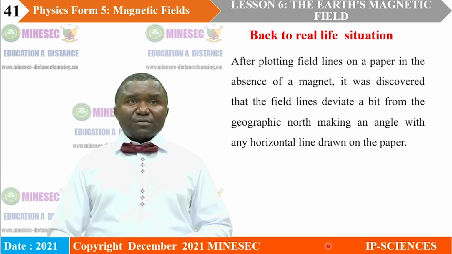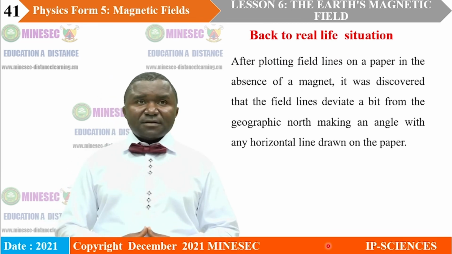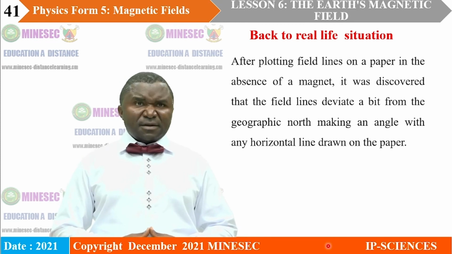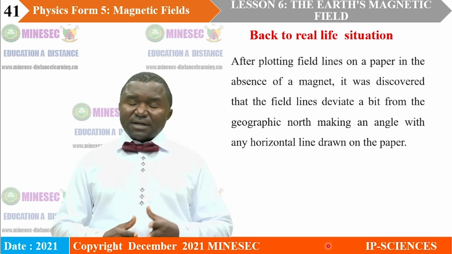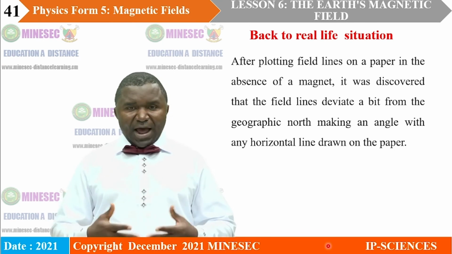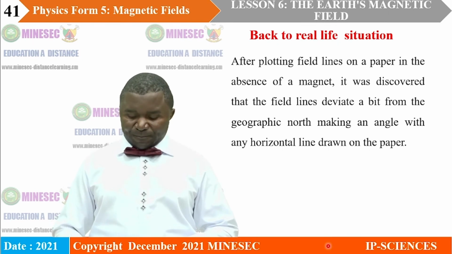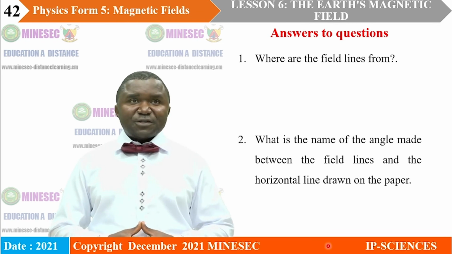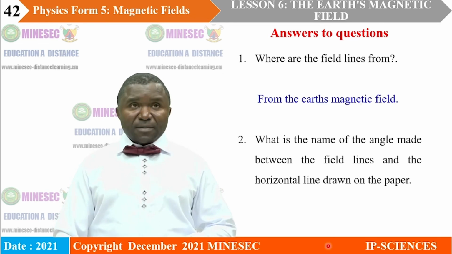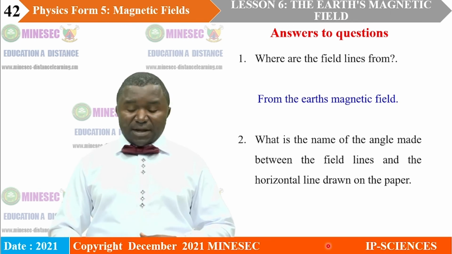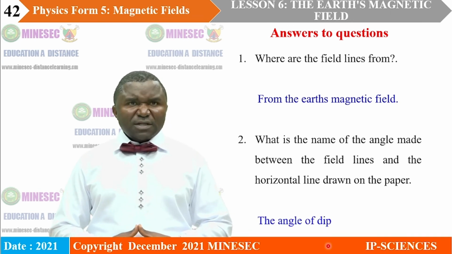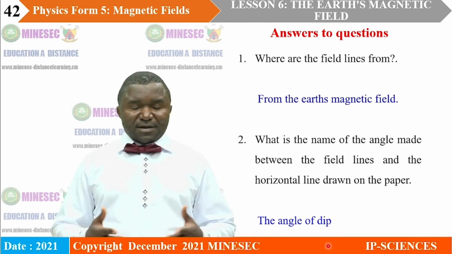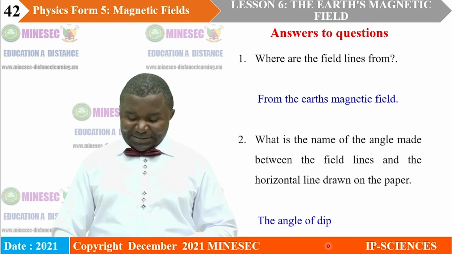Back to real life situation. Now, after plotting the magnetic field lines without the presence of any magnet, a student saw field lines on a paper that were deviated from the geographic north and wondered why it should be so. Let's now find out whether this lesson can help answer the questions. Where are the field lines coming from? We see that the field lines were coming from the Earth's magnetic field. What is the name of the angle made between the field lines and the horizontal line drawn on the paper? From the lesson, we see that that angle was known as the angle of dip.